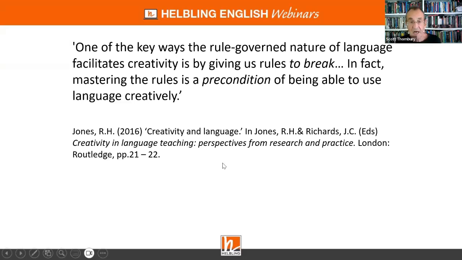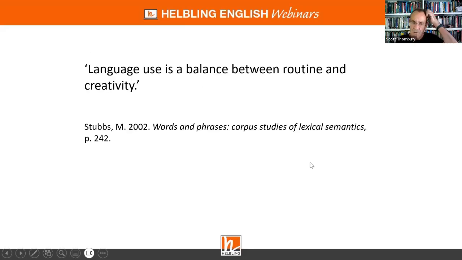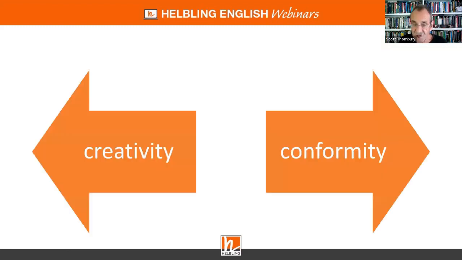And another person writing about the subject of creativity, Michael Stubbs, is a discourse analyst, and we'll look at the area that he was talking about here, but he puts it very nicely, that language use is a balance between, on the one hand, routine, and on the other hand, creativity. I would say it's a balance, but also it's a tension, with each one kind of pulling against the other.